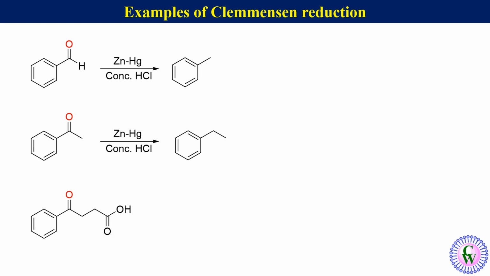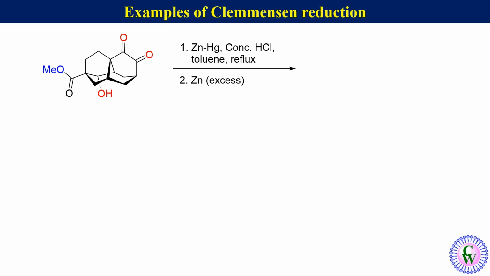Clemmensen reduction of 4-oxo-4-phenyl butanoic acid. Replacement of keto with CH2 will give 4-phenyl butanoic acid, which can simply be drawn like this.